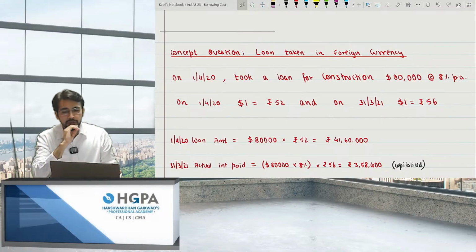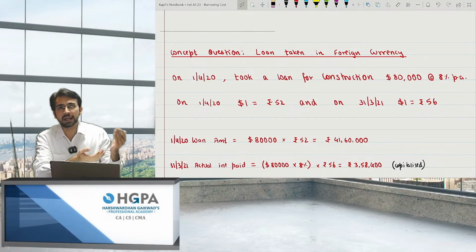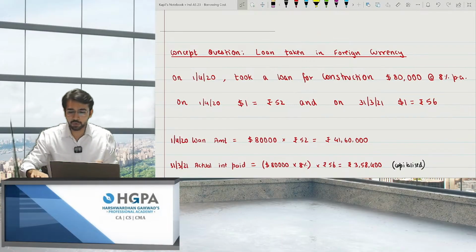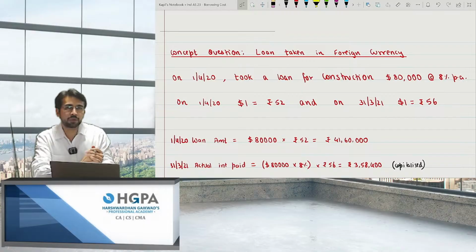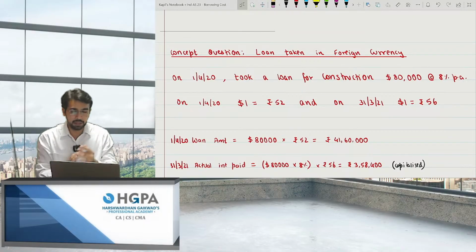On 1/4/2020, we took a loan for construction, $80,000 at 8%. But we are in India, obviously I cannot record dollars. So I need to convert into rupees. On 1/4/20, the rate was 52. But on 31st March 21, the rate turned to 56. Now this is a complete loss for me. How come? Let's see.